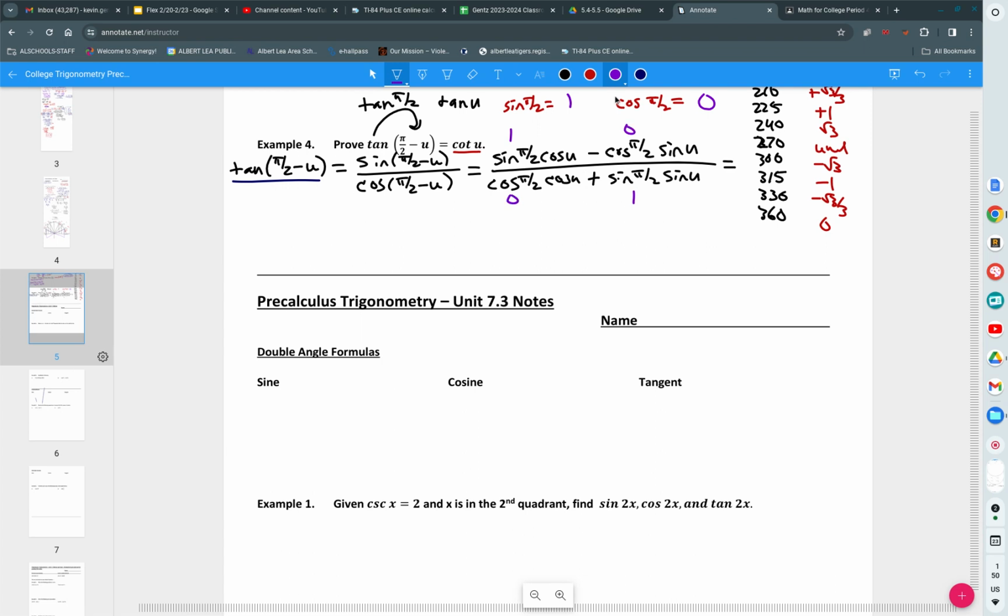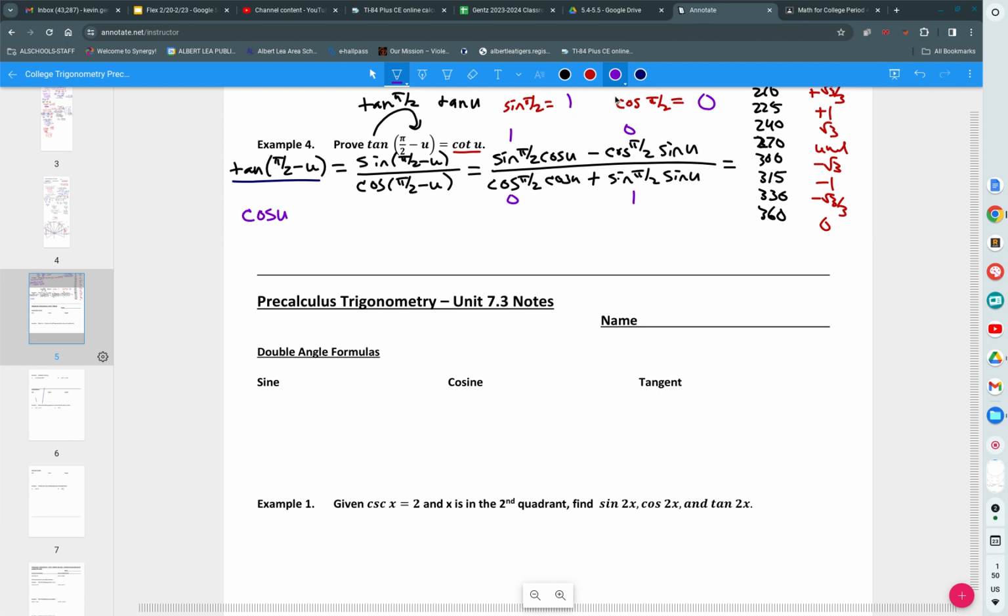One thing you'll start to love when you do proofs is anytime you come up with 1s and 0s, that's really a beautiful thing. Because 0 times anything is 0. So watch here what you get. If sine of pi over 2 is 1, then what does this piece become right here? Cosine of u. So I have cosine of u. And this piece is 0 times sine of u. So this all just disappears, doesn't it? You just have cosine, that's it.